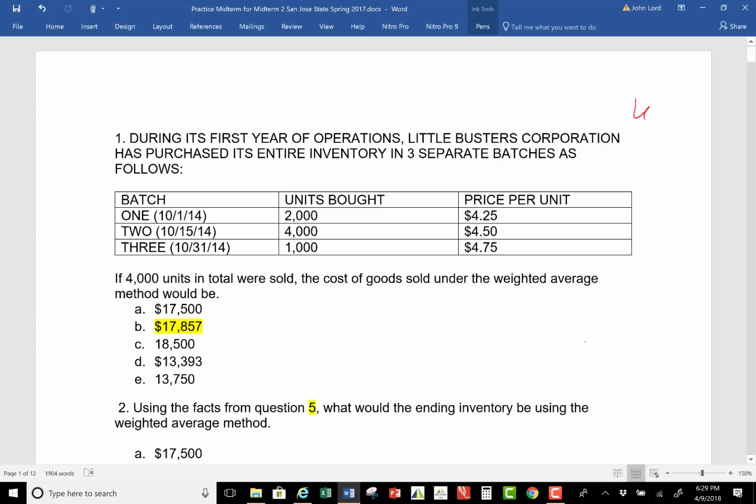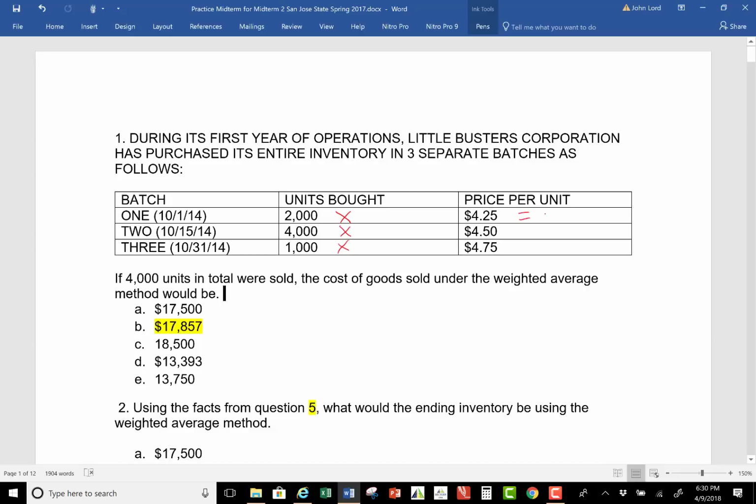Who wants to set this one up? Forgot already how to do this weighted average? Okay, Peter, you want to go ahead? Okay, good. So who wants to crank those out for us?